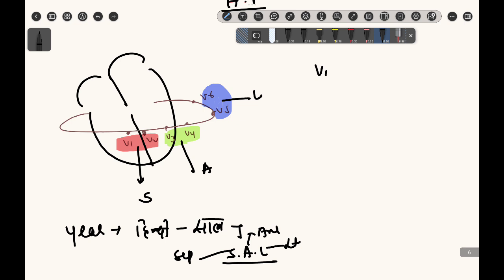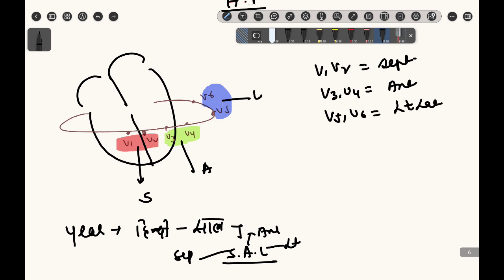That's why, my dear, V1 and V2 represent what? Septum. V3, V4 represent what? Anterior wall. V5, V6 represent what? Left lateral wall. Okay, so now we have got a representation from the anterior, that is the chest leads and the horizontal plane.